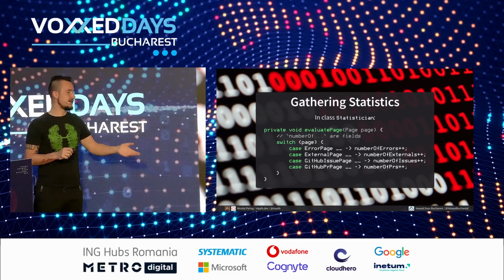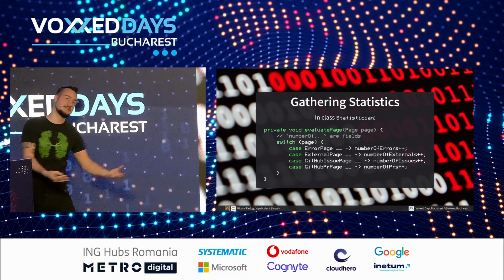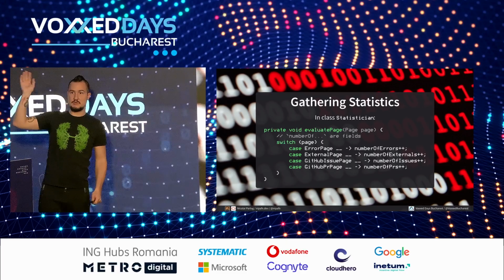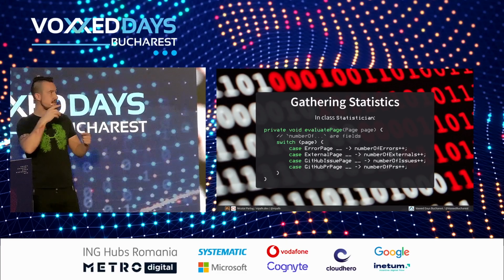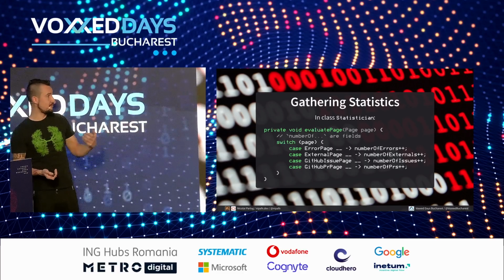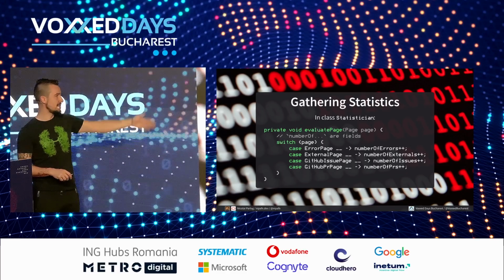If you would be writing this as a method on page, you would probably pass in the statistician, so that then the page object could say, oh, I'm an error page, so I'm going to increase the error page count. And here we do it the other way around. So we are inside the statistician, we get the page, and now we have to differentiate by type. And this works, right? We got all the types covered.